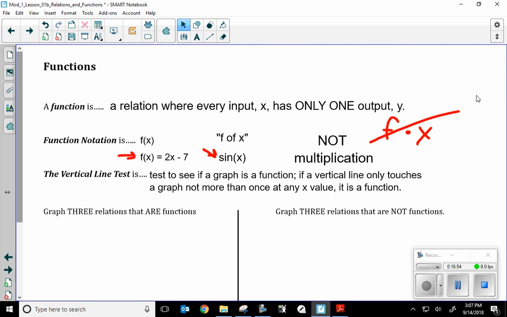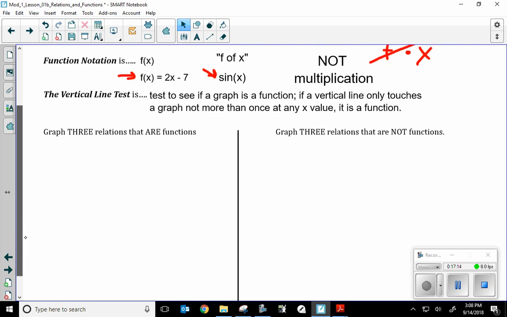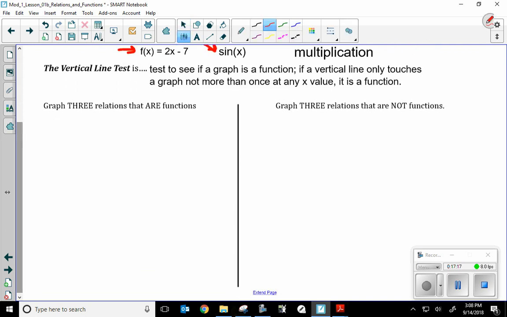Okay? So I pick any x value and I draw a vertical line. You need to try to touch it more than once with a vertical line. If you can do that, it's not a function. If it touches at most once at any spot, then it is a function. Okay? So let's graph 3 things that are functions. That means these would pass our vertical line test.